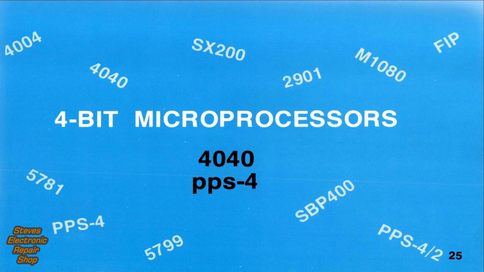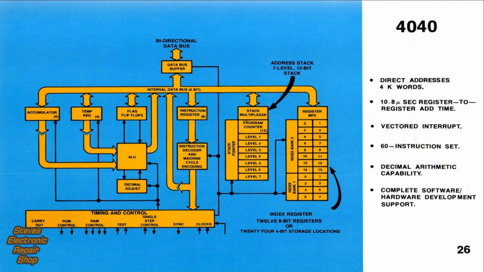The first group we'll look at is the 4-bit microprocessor. Although there are many 4-bitters, we'll confine our discussion to 2 of the most popular, the 4040 and the PPS-4. Frame 26. Here we see the block diagram for the 4040. The important hardware features include an address stack that has 7 levels, each 12 bits wide. This permits 7 levels of subroutine nesting. As shown on the right, it also contains index registers that can be used as either 12 8-bit address registers or as 24 4-bit storage locations.